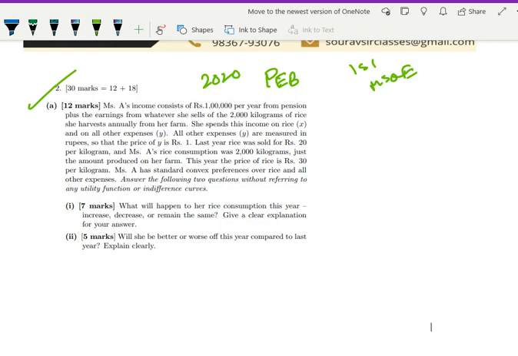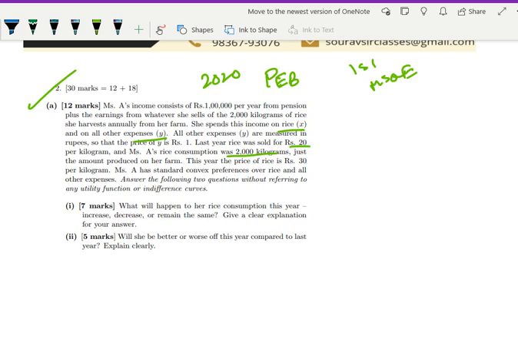Here Miss A's income consists of 1 lakh per year from pension plus the earning from whatever she sells of the 2000 kilogram of rice she harvests annually from her farm. Now she spends this income on rice and all other expenses, Y. All other expenses are measured in rupees, so that the price of Y is rupees 1. Last year rice was sold for rupees 20 per kilogram and Miss A's rice consumption was 2000 kilogram, just the amount produced on her farm. This year the price of rice is rupees 30 per kilogram.